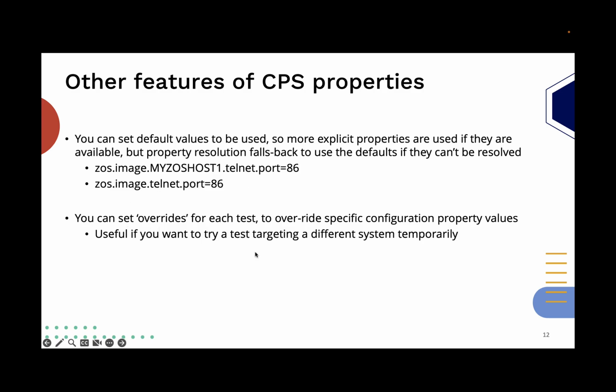There is a way of overriding any of these properties for each test. So when you launch a test, you can specify overrides, and that will override what's in the CPS. And the overrides will be looked for in preference to the contents of the CPS.